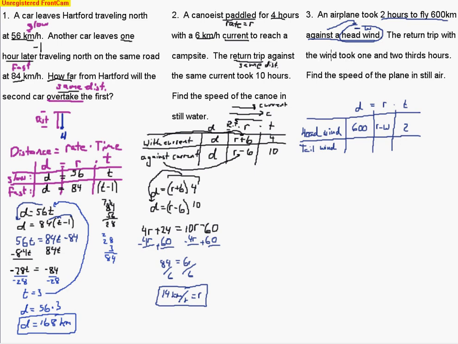Now with the wind, with means that we are adding that term. It took less time. It only took an hour and 2/3 to go that full 600 kilometers. So when we set this one up, we write 600 equals r minus w first, times 2. And then we also have this other one, 600 equals r plus w times 1 and 2/3.